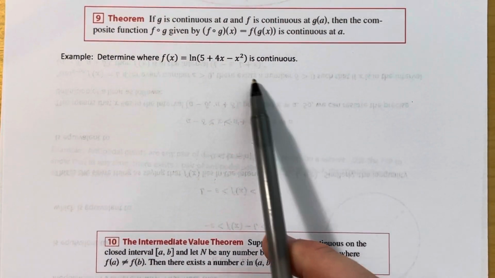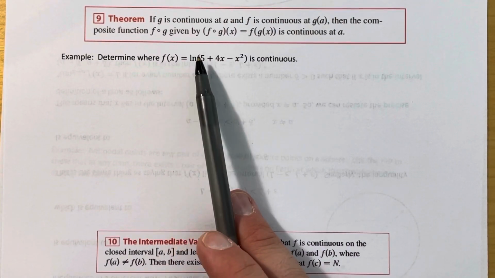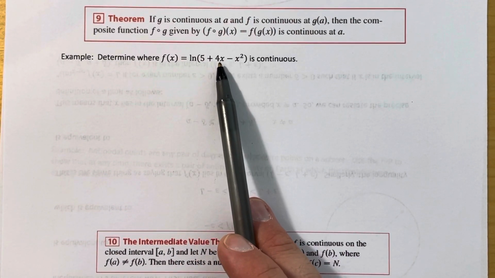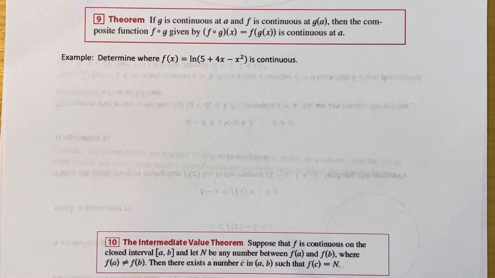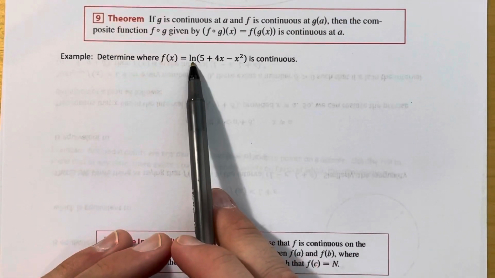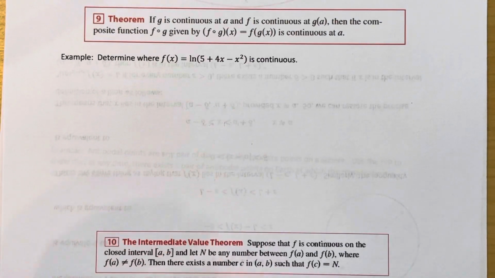Okay, so here's another example kind of similar to what we did before. We want to determine where f of x equals the natural log of 5 plus 4x minus x squared is continuous. And notice what we have here is a composite of two functions, a logarithm on the outside and a polynomial on the inside. We already know that both of these functions are continuous everywhere on their domains, and so according to this previous theorem, if we want to determine where this composite function is continuous, it basically boils down to just determining where it's defined.